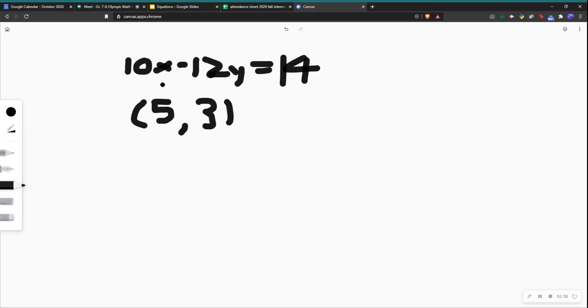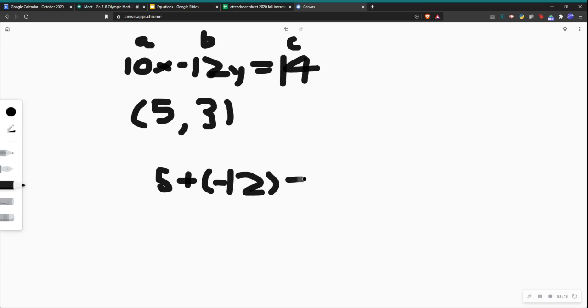Now we're trying to get other solutions as well. I'll put a, b, and c over here so that makes it more understandable. So now we have to add x to b, or we can subtract it. In this case, let's add it. So 5 plus negative 12 will give us a new x for another solution. So this is negative 7. Now we have to subtract a from y. So y minus a, so we have 3 minus 10.